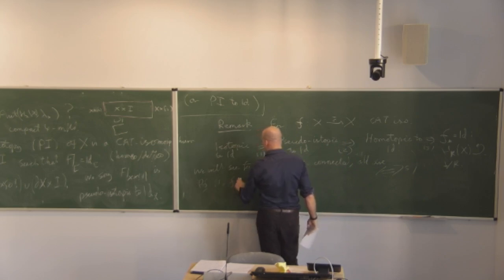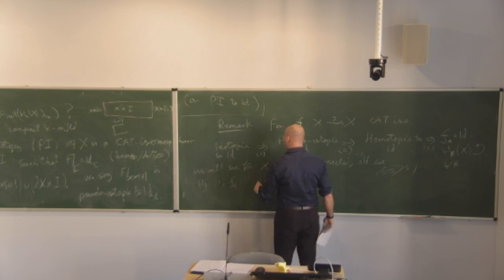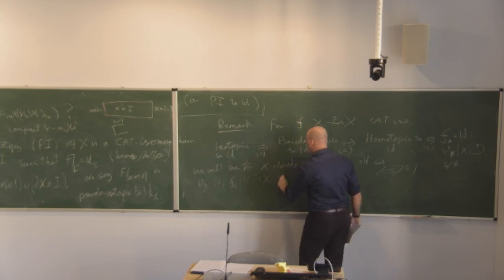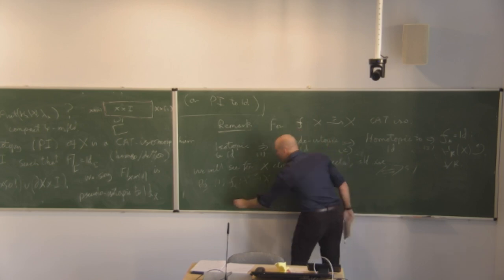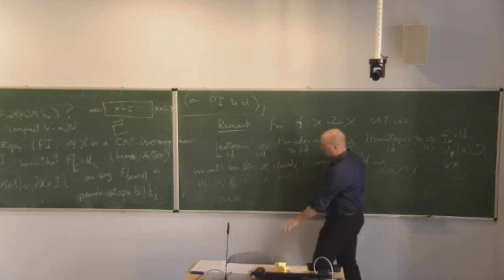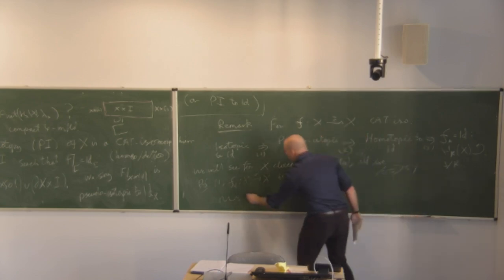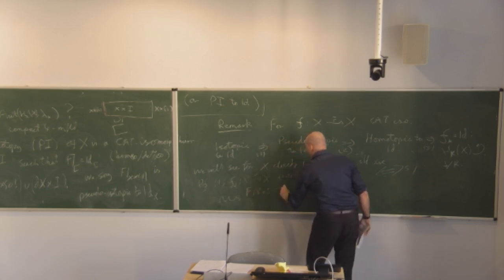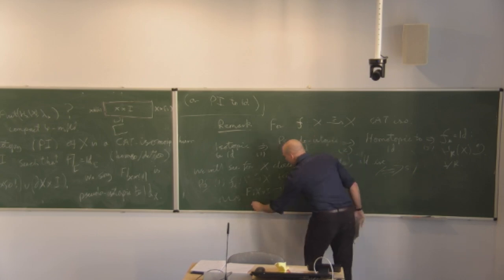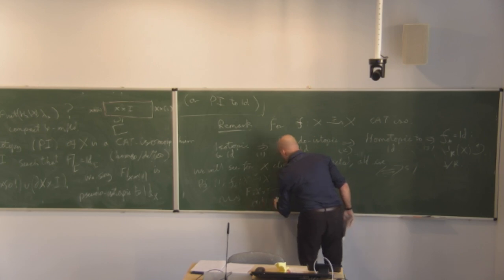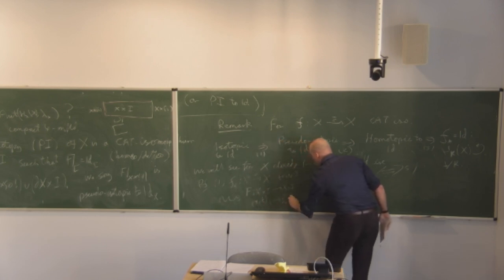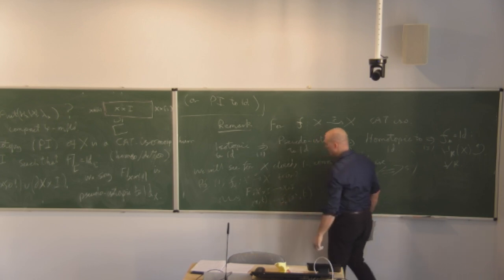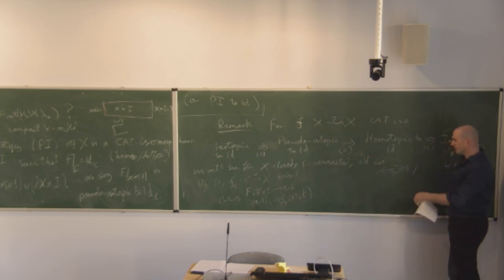If I have f sub t from x to x that's a homeomorphism for all t in [0,1], then that gives rise to an F from x cross I to x cross I, and I'm just going to send (x, t) to (f sub t of x, t). So it's very easy to then construct a pseudo-isotopy.